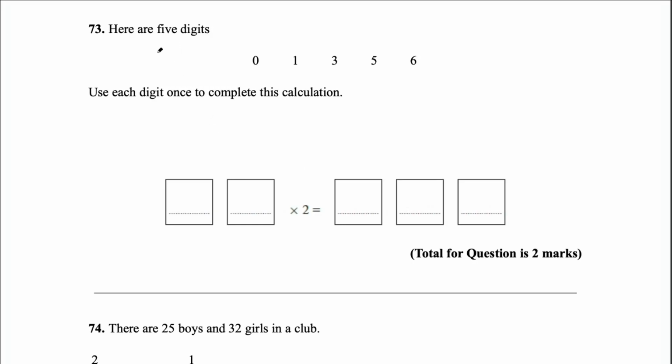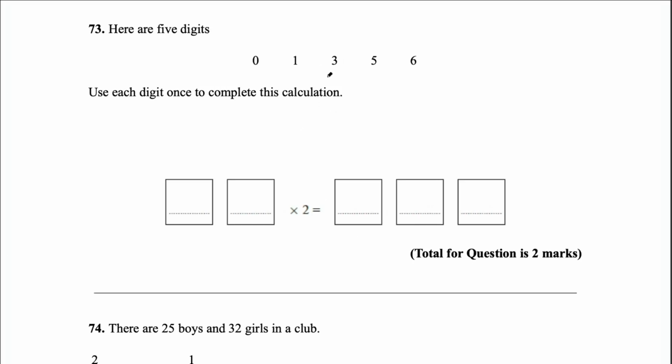We're up to question 73, and question 73 says here are 5 digits: 0, 1, 3, 5 and 6. Use each digit once to complete this calculation. So here we have a 2-digit number multiplied by 2, which needs to equal a 3-digit number. For this type of question, I would use trial and error. So maybe just try 2 numbers here and see what you get.